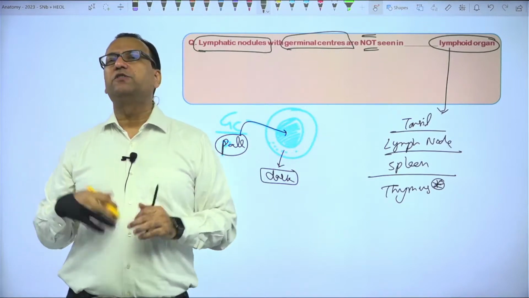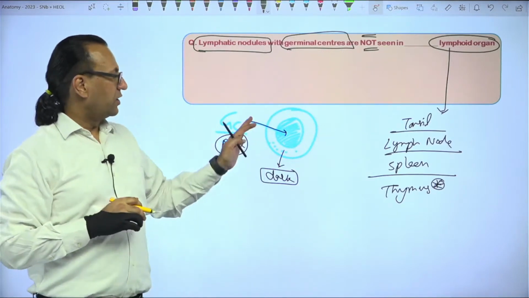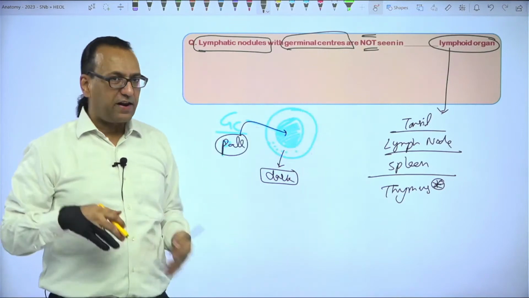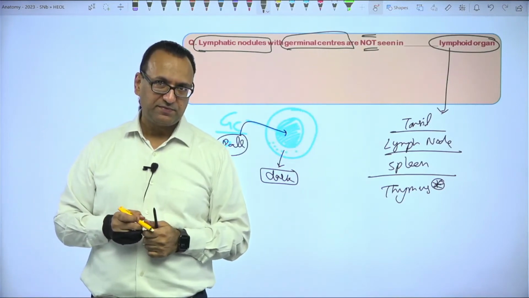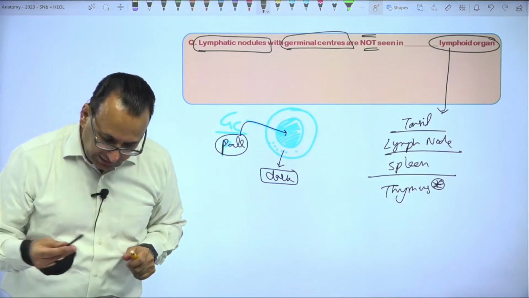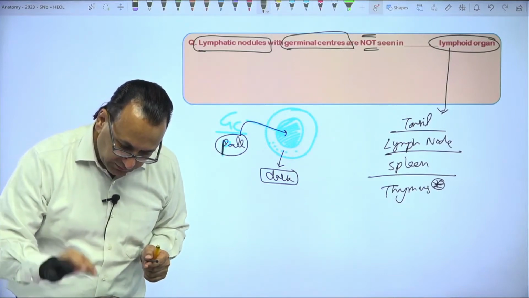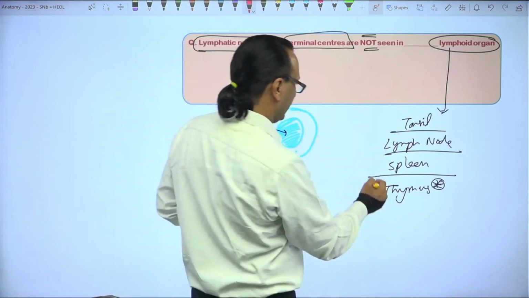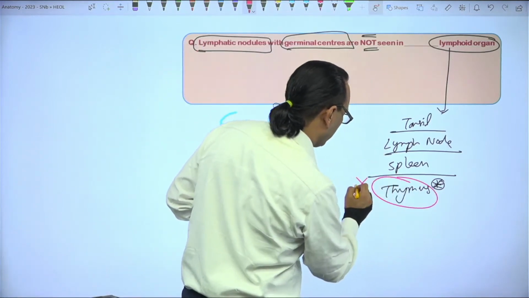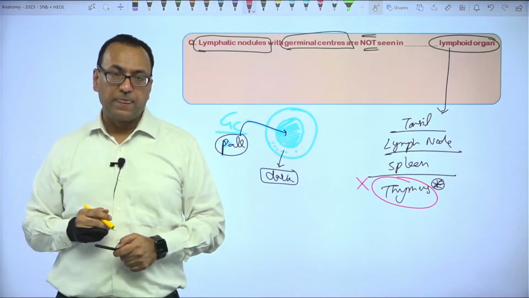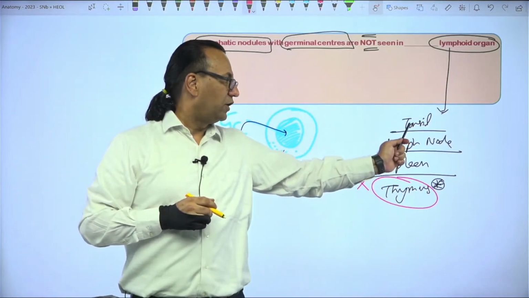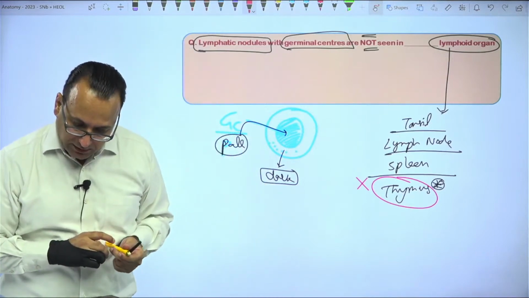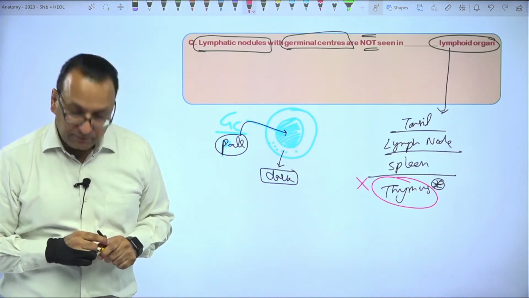Lymphatic nodule is also called lymphoid follicle. Lymphatic nodule and lymphoid follicle are definitely features of lymphoid organs, but where are they absent? As you will notice, your answer to this question is thymus. Thymus does not have the lymphatic nodule. So you mean to say you have a lymphatic nodule in tonsil, lymph node and spleen? Yes. Let us look at one diagram. But here your answer should be thymus.